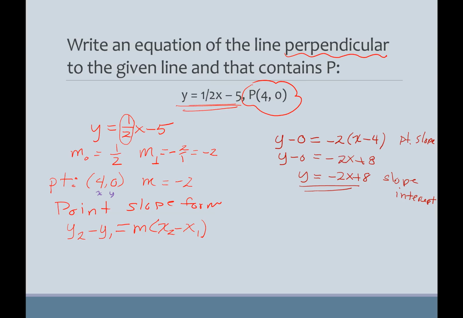If I wanted to go even further, if I wanted you to transform it into standard form, I would just add 2x to both sides, and I would get 2x plus y equals 8, and that would be standard form. So when you're taking your test, you need to stop and think, where do I have to start? Where do I want to end up?